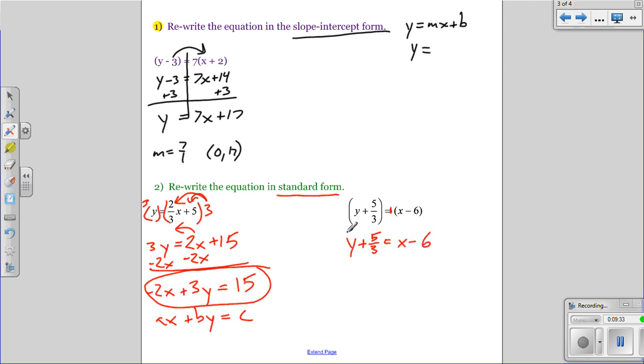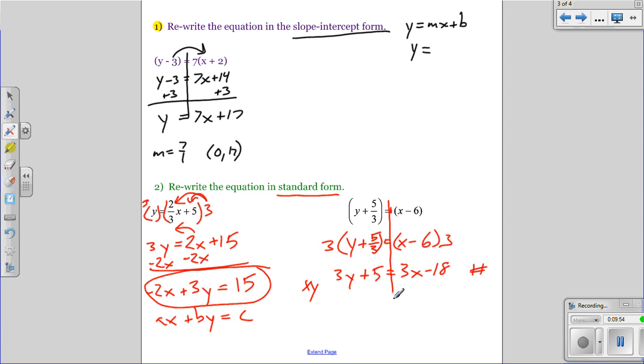I'm going to get rid of the fraction. So I'm going to multiply by 3. So notice 3y, 3's cancel, so we have 5. 3 times x is 3x. 3 times 6 is -18. Okay. Again, I get numbers over here and then xy over here.